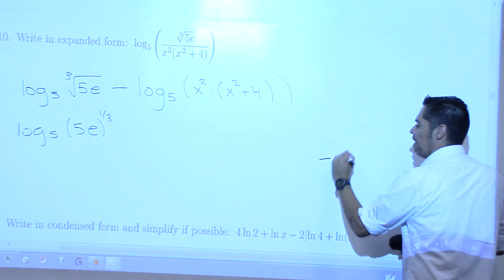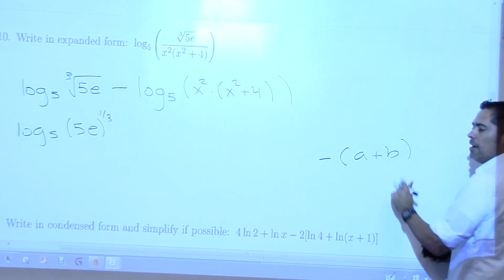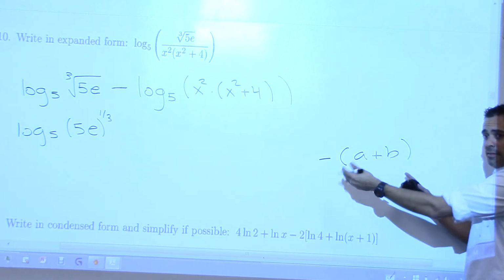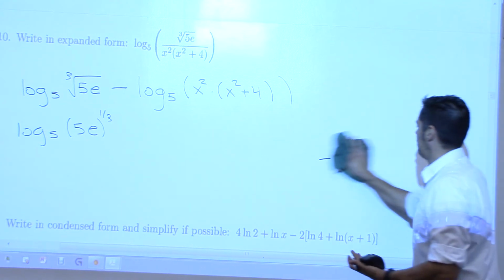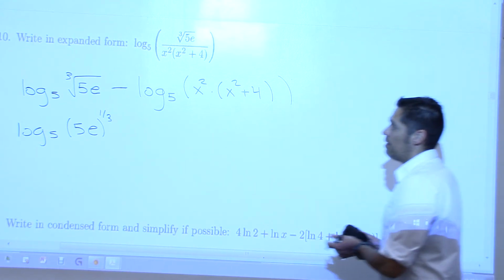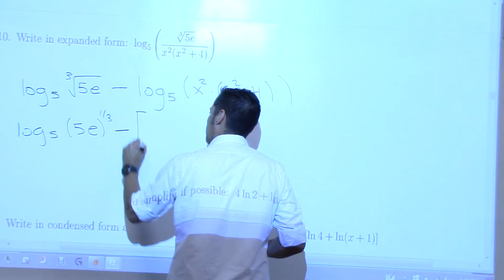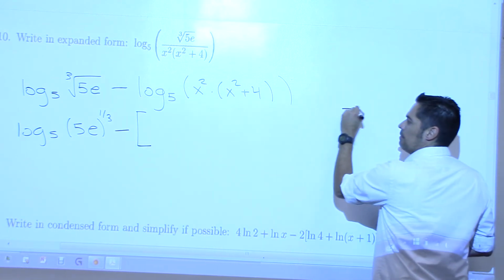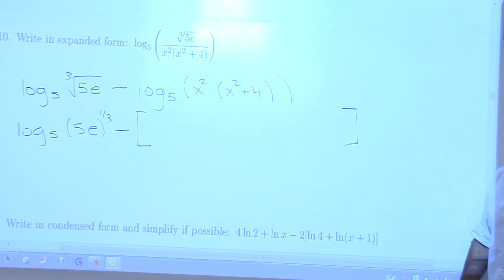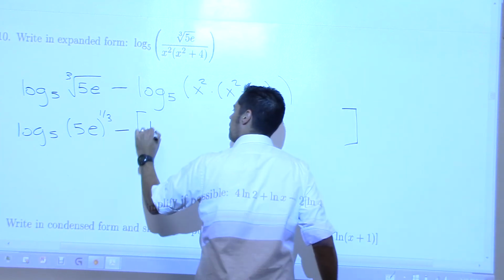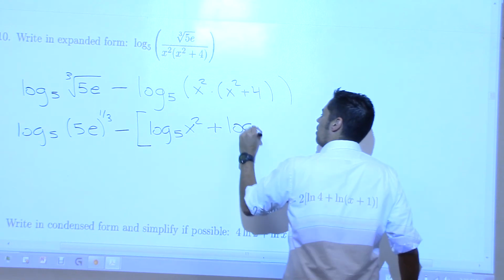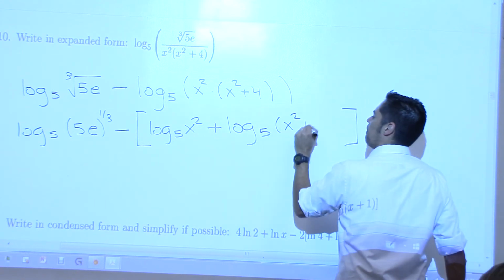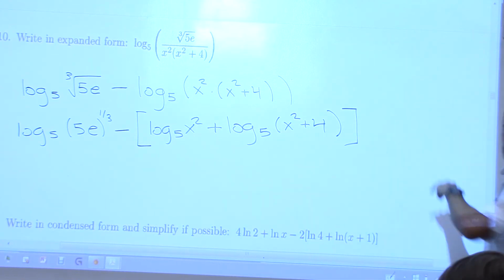If I say take away A plus B, I have to take away two things. I have to distribute that subtraction, so you have to do that part first. Let me try and help you see this. Minus, let me put a bracket. There. Now, what are you subtracting? Two logs, right? Log 5x squared, and then plus. Does that help you see it a little bit? Yeah, that minus will have to go through to both.